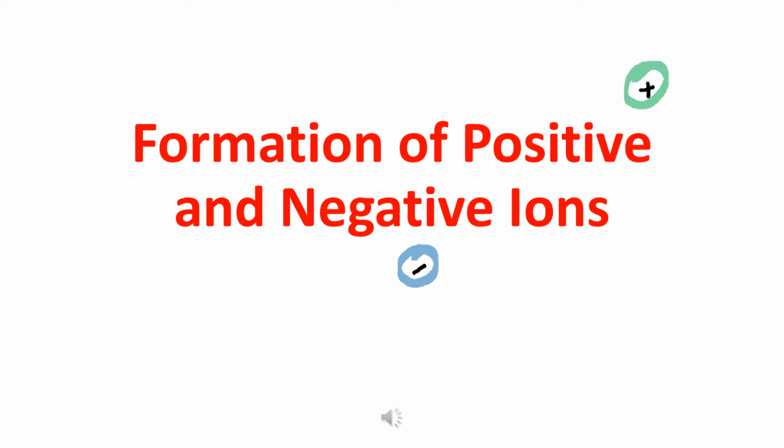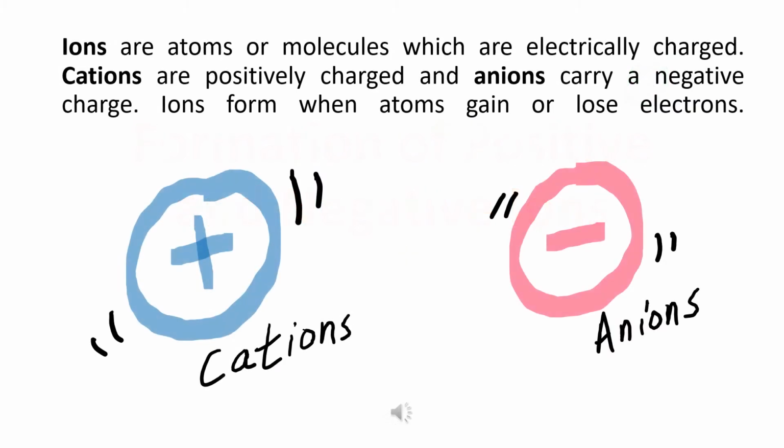In this lesson, we will learn about the formation of positive and negative ions. Ions are atoms or molecules which are electrically charged. Cations are positively charged and anions carry a negative charge. Ions form when atoms gain or lose electrons.